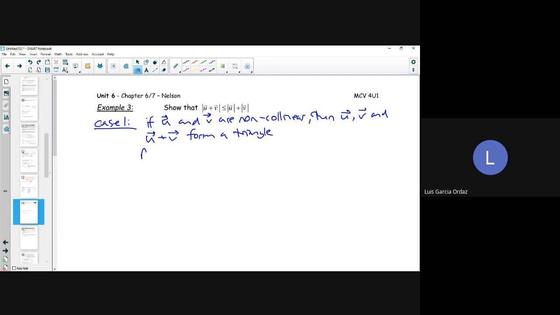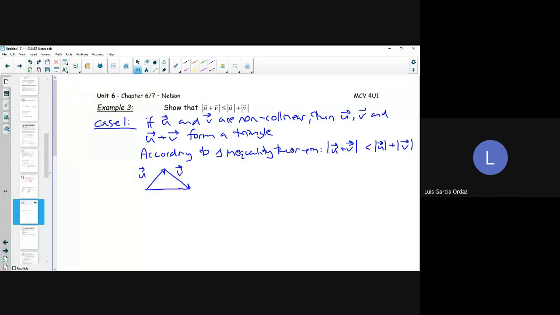Which means that according to the triangle inequality theorem, the magnitude of vector u plus v, which is the resultant, has to be less than the magnitude of vector u plus the magnitude of vector v. Which basically means that if I have a vector going this way, this is my vector u, and this is my vector v, I have to make a triangle, which is vector u plus vector v.